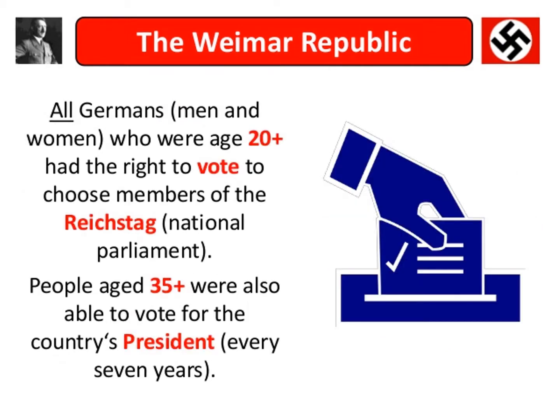All German people, men and women, who were aged 20 or over, were allowed to vote and to choose members of the Reichstag, which is the national parliament of Germany. People aged 35 and over were then also allowed to vote for the country's president, and that took place every 7 years. So very democratic, way ahead of its time in comparison to some places, with women being given the vote on equal status to men, and allowing people to actually vote for the president as well as the party itself.